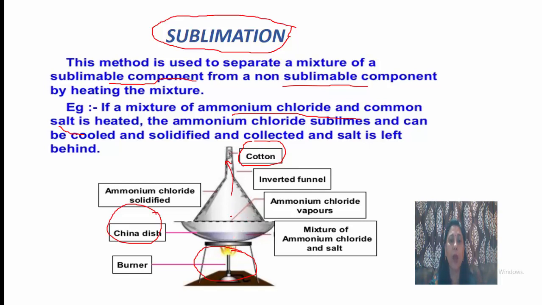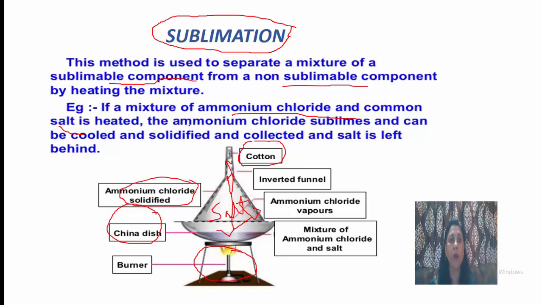What will happen? Ammonium chloride vaporizes to form ammonium chloride vapors, and when they hit the stem or the walls of this funnel, what will happen? They will condense to form solid ammonium chloride. And what is left in this china dish? Salt is left in the china dish. In this way, we can separate the mixture of a sublimable component from a non-sublimable component.